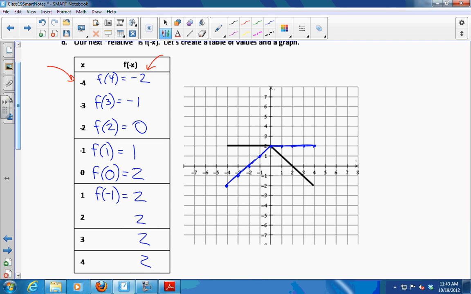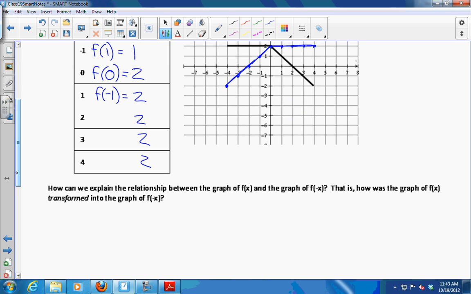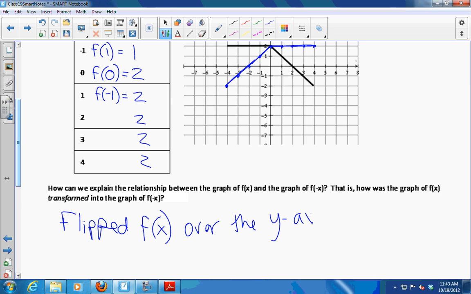So how would you describe the transformation from f of x to f of negative x? What happened? Yeah, flipped over the y-axis. So reflection over the y-axis. Flipped f of x over the y-axis to get f of negative x.